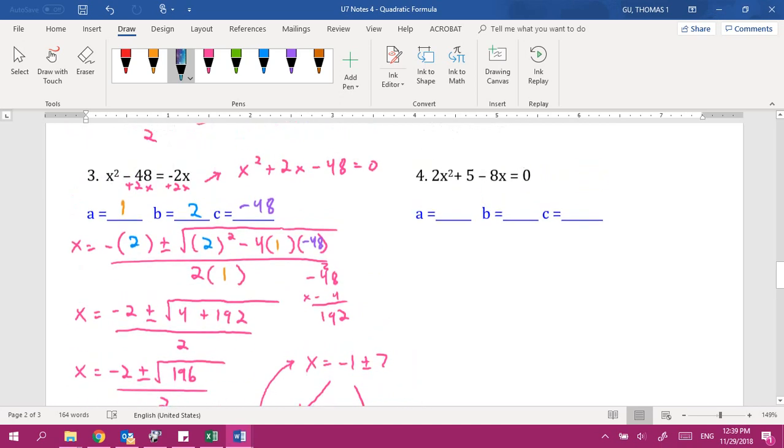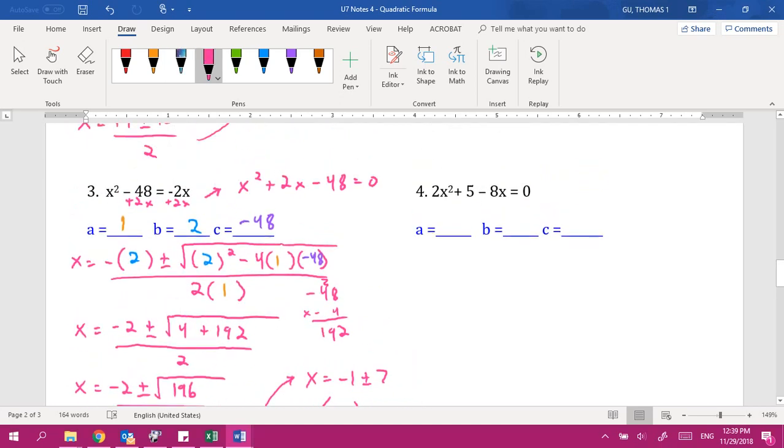All right, on to number 4. Looking at number 4, is that equation in the form that we want it to be? No. What's wrong with the 8x? It's supposed to be in the middle, right? So what should my equation be then? That is correct. We just move them around into the right order. So what is A? What is B? Negative 8, look. Negative 8. And what is C? 5.